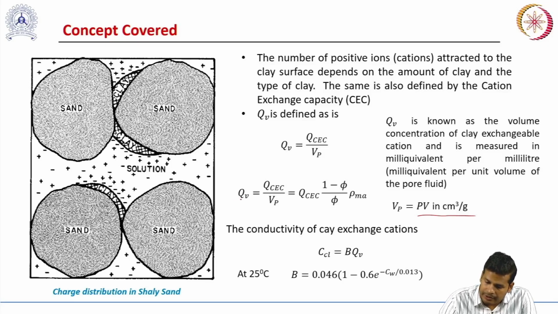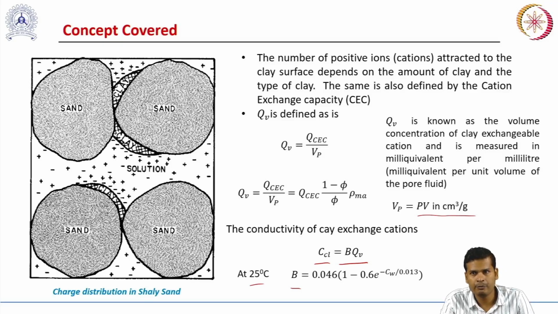So QV is defined as QCEC divided by Vp, where Vp can be written as (1 minus phi) divided by phi times rho Ma. The total conductivity of the clay exchangeable cations can be defined as CCl equal to B times QV, where B is a parameter related to our formation water conductivity, or how much salinity the formation water has. It can be calculated at 25 degrees centigrade as B equal to 0.046 multiplied by (1 minus 0.6 e raised to the power minus Cw divided by 0.013).